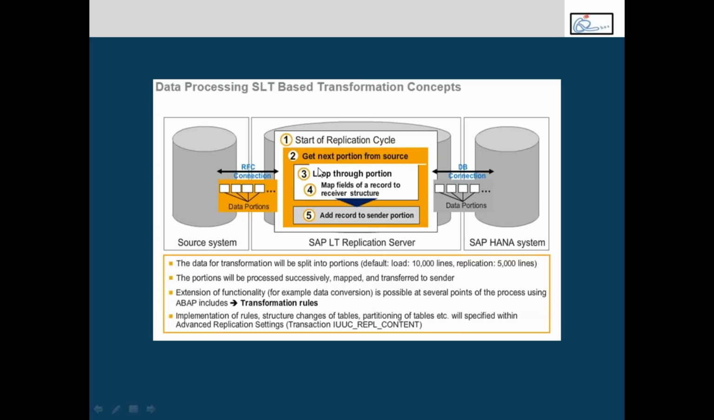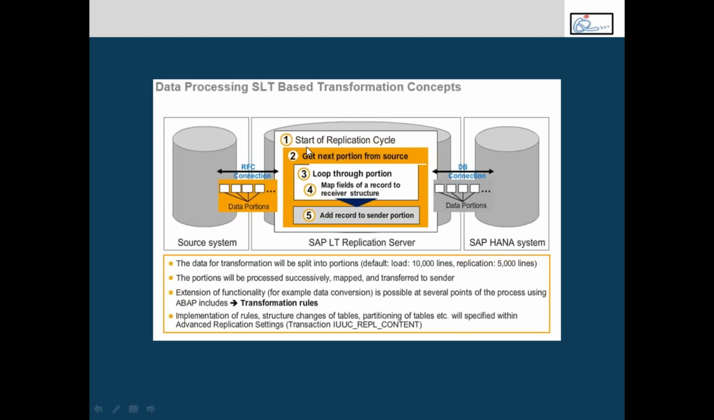Same like your BW. In the transformation, you have start routine, end routine, field level rules, and the data is processed packet by packet. Even here, when it is extracting data from source to HANA through SLT, it processes data in the form of portions. We call that data packet size or portions, portion by portion. Let's say I've got 10,000 records. If I say the size of the portion is 1,000, it processes portion by portion. First 1,000 records are processed once, then the next 1,000, portion by portion like that.